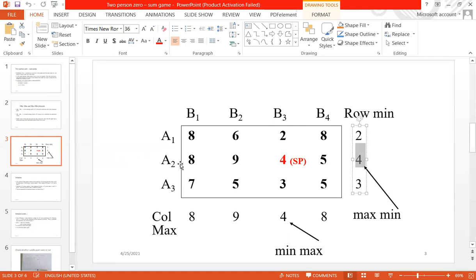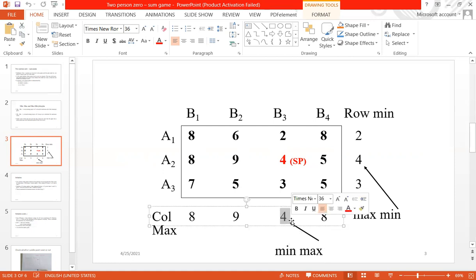Now we will see for player B. Player B will play the strategy min-max. So what will he do? He will select the maximum from each column. Here the maximum value is 8. In the second column it is 9. In the third column it is 4. And in the fourth column it is 8. And out of all these maximum values, 4 is the minimum value.